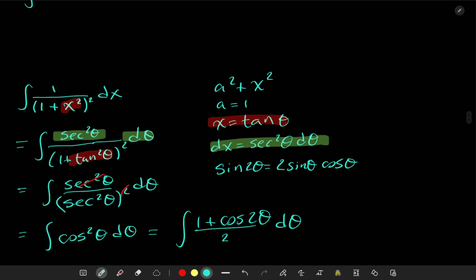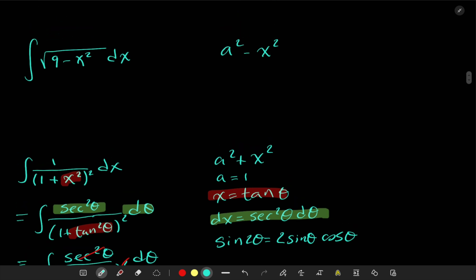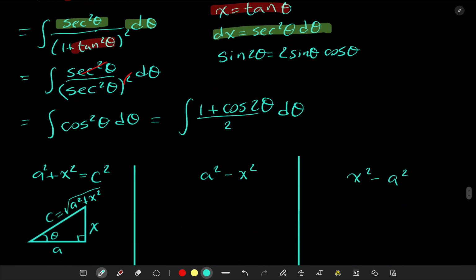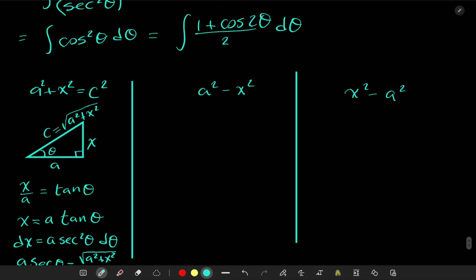So let's examine the next case. The next one is of the form a squared minus x squared. Let's go to our triangle for a squared minus x squared, and let's draw the triangle here. So now, how do I do that?